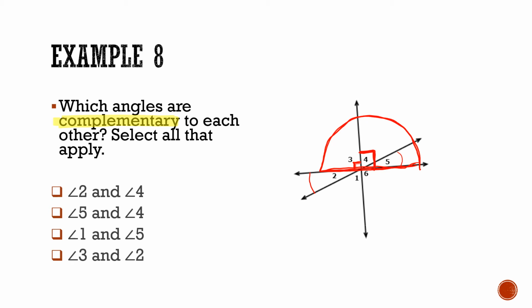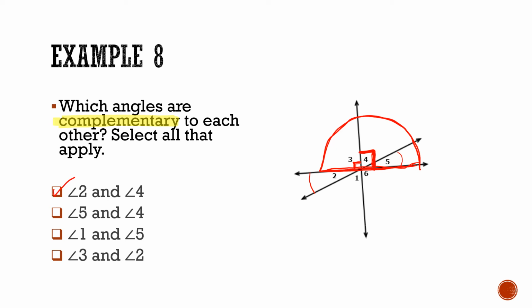Would 2 and 4 add up to give you 90? Now, at first thought, you want to say no. However, you can see that angle 4 and 5, like we just discussed, is going to be a 90-degree angle here. And angle 2 has the same measure as 5. So if 4 and 5 go together to give you 90, then 4 and 2 will also go together to give you 90. So that would be a correct answer.